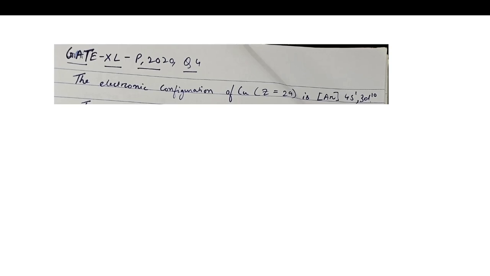So for 4s, the value is 4 plus 0, which is 4. For 3d, 3 plus 2 is equal to 5. So if you need to remove any electron, first you need to remove it from 4s. Also, while filling the electrons, you need to first fill 4s, then 3d. Okay, so this is the electronic configuration of copper.